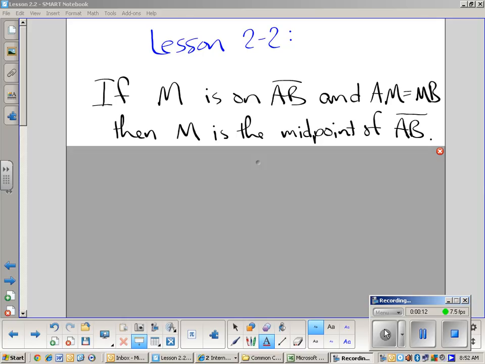The question here is, how would I write the converse of this? Here we have a conditional. If M is on segment AB and AM equals MB, then M is the midpoint of segment AB.